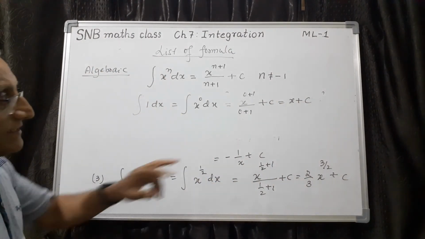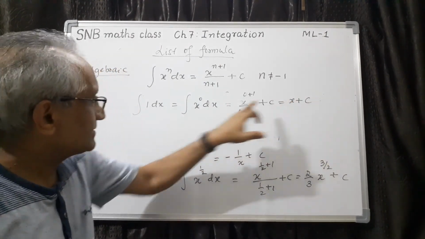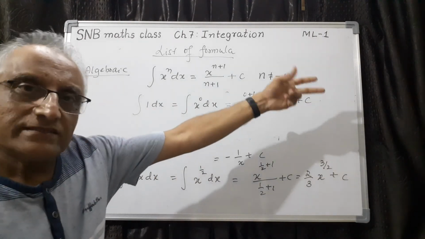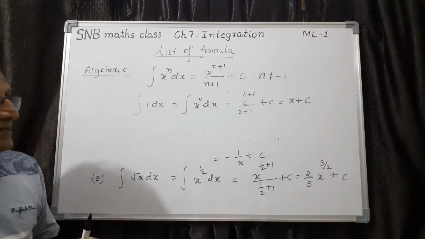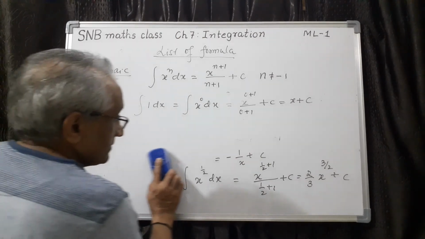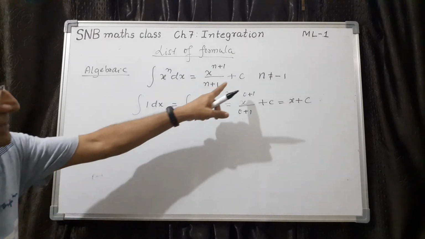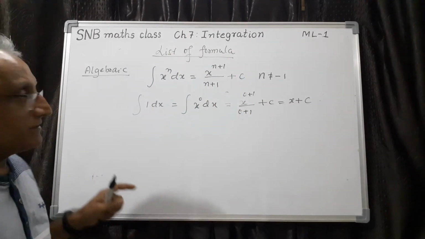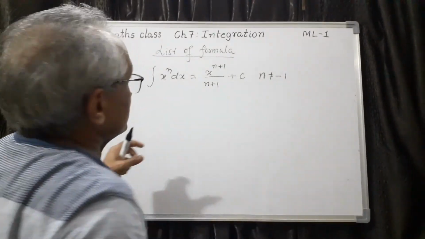Now you can check whether it is correct or not. When you differentiate this one, what do you get? Differentiation of x is 1, so you get this. Differentiation of c is 0. So this is the first formula, that is the algebraic formula for integration. We have to remember that n should not be minus 1. So this is the first integral formula which we have derived.